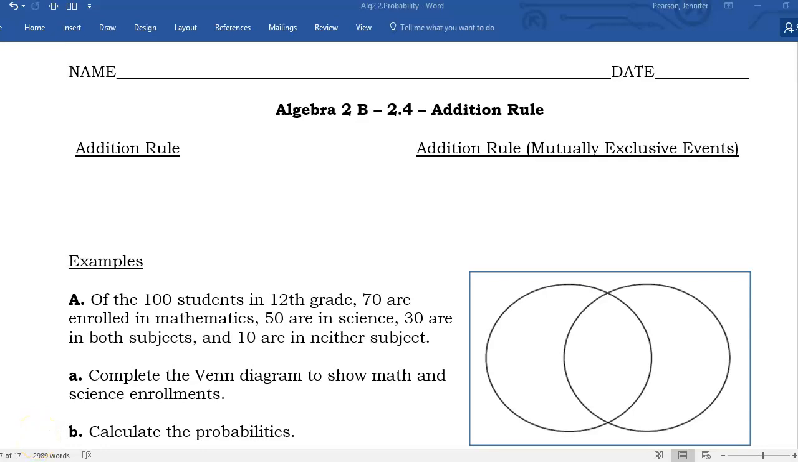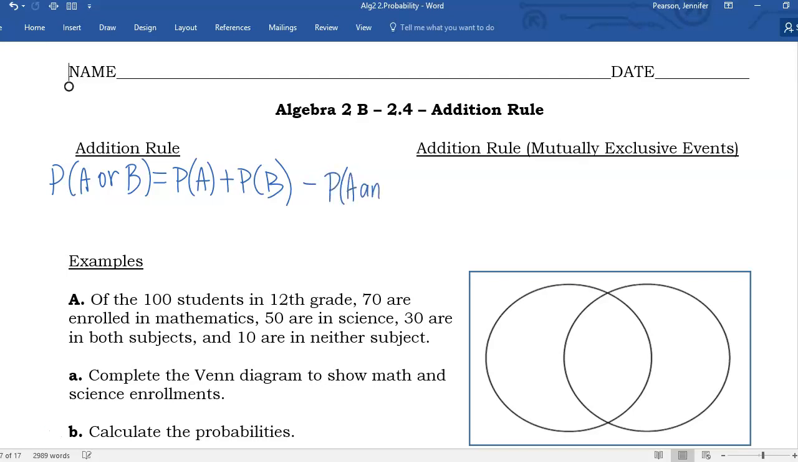This is Algebra 2B, Probability Lesson 4, Addition Rule. The addition rule for probability states the probability of A or B is equal to the probability of A plus the probability of B, but sometimes those two events may overlap, so we also need to subtract the probability of A and B.